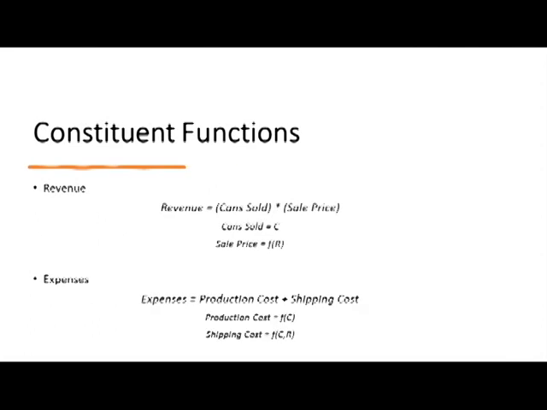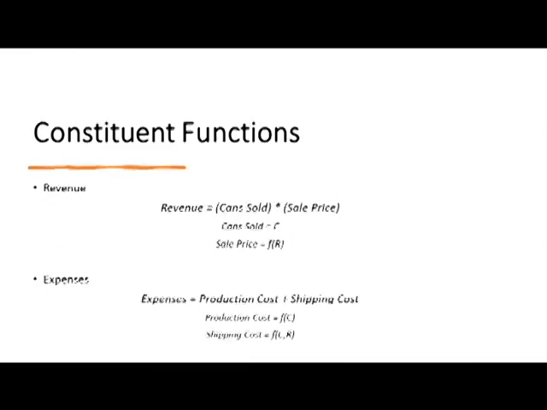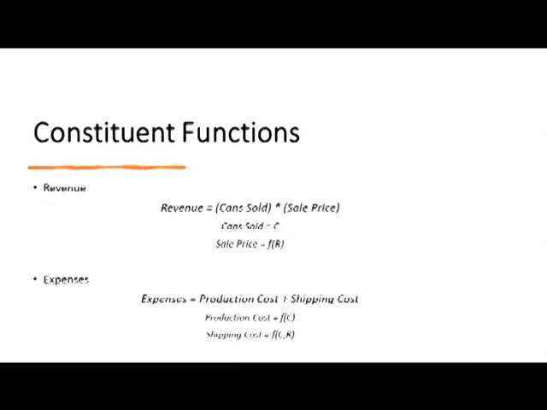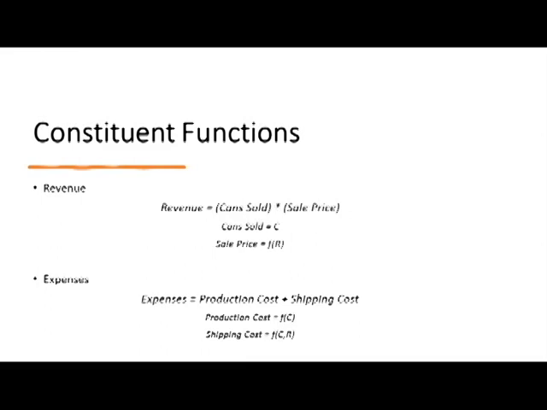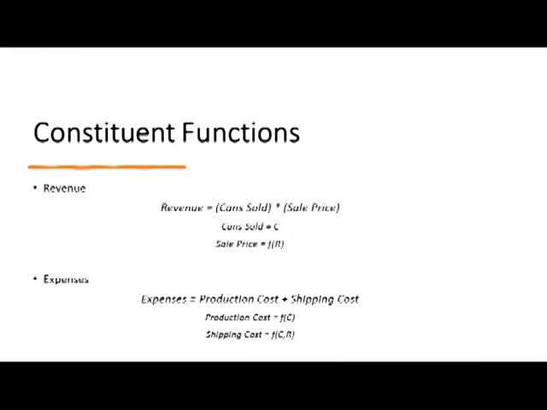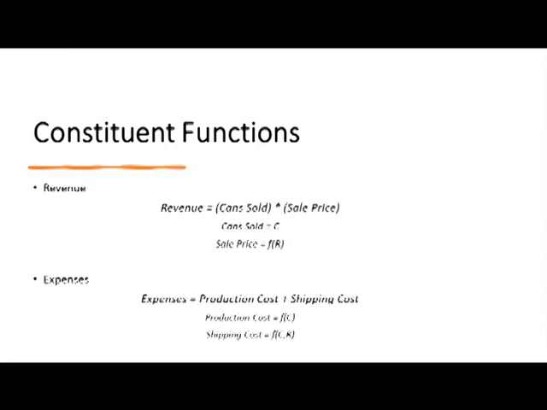To further define those functions, revenue is defined as the number of cans sold times the sale price of each can, where the cans sold is just the variable C, and the sale price is a function of the delivery truck range, R. To define expenses, that is the sum of the production cost and the shipping cost, where production cost is considered a function of cans C, and shipping cost is a function of cans C and delivery range R.